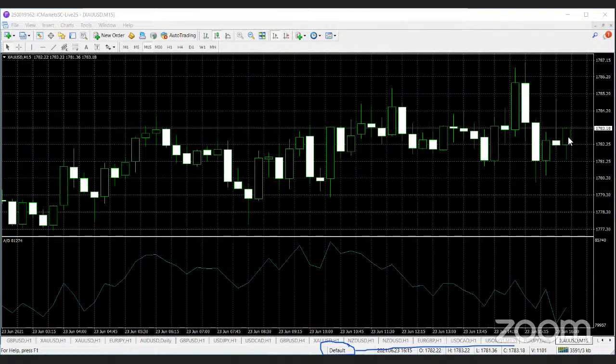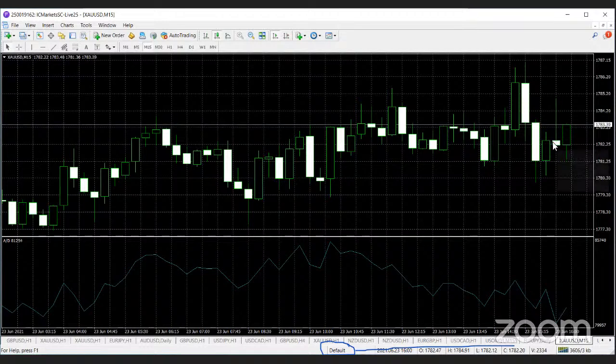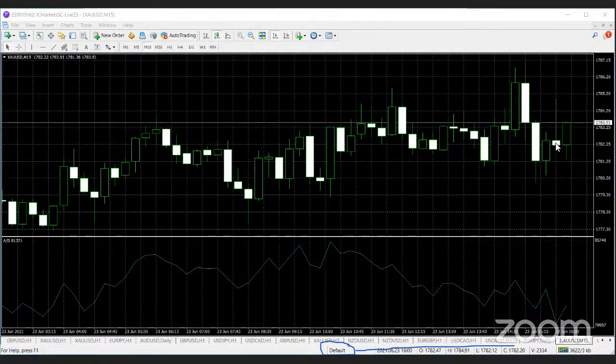You see the V. The volume keeps on increasing. So right now, the volume of gold has 1109 as per this IC Markets. When you come to the previous one, the highest volume was 2334. So this volume, these are what time frame? These are 15 minutes time frame. So at this 15 time frame, it was 2334. At the next one, it is increasing.